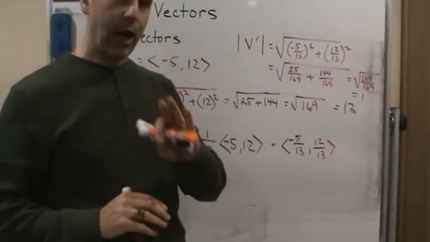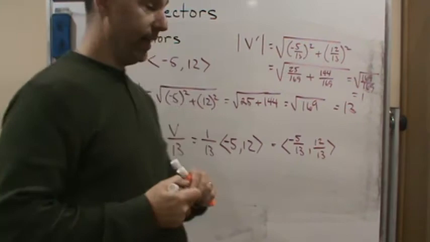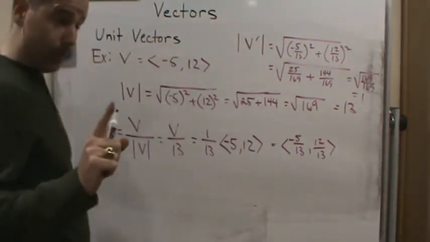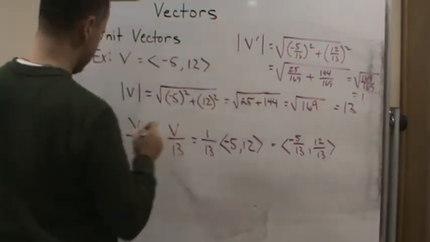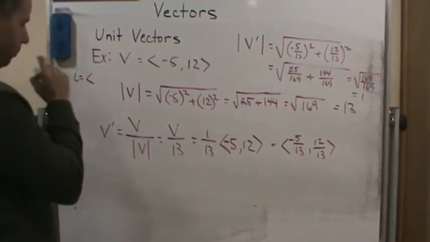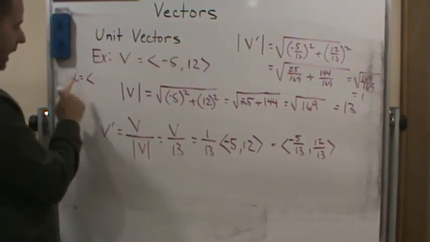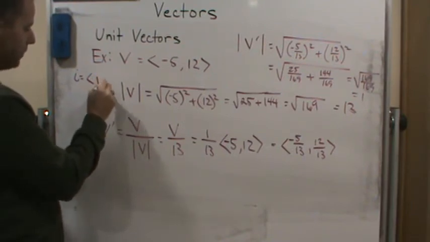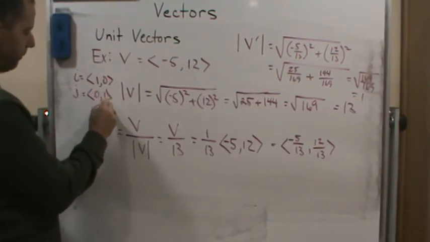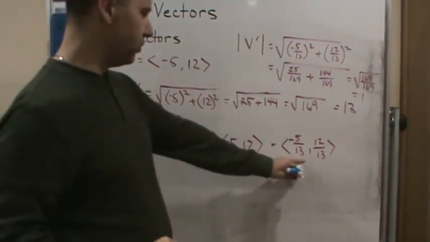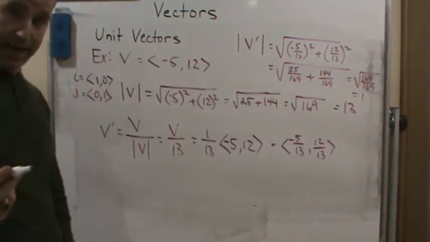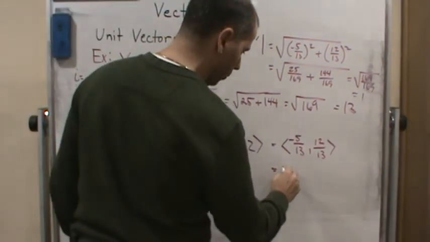Okay, now, how do I write this in ij form? Well, in fact, you can write any vector in this form. Remember, just keep in mind, these are the component unit vectors. i is equal to the vector 1 comma 0, right? And j is equal to the vector 0 comma 1. So now, how do I write this unit vector in terms of the component vectors ij? So ij form. So this would be equal to what?